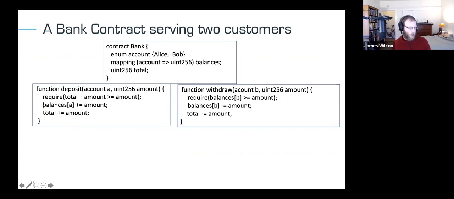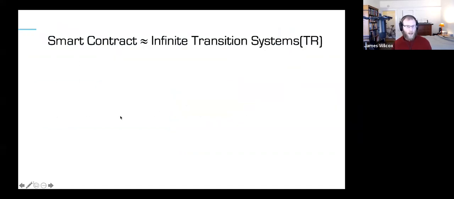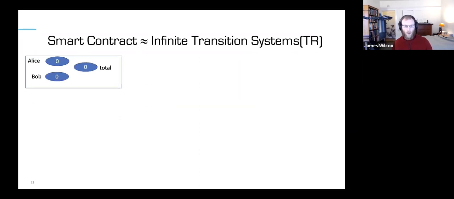And both of these functions are careful to keep the balances mapping and the total storage field in sync, right? So if you increment one of the balances fields, then you also increment the total field. Okay. And what I want to convince you of is that we should be thinking of smart contract execution as one of these transition systems where we're in states and there's this next-step idea, and there's some kind of graph, even if we can't compute the whole graph.